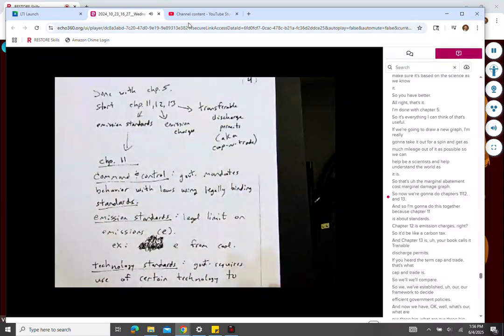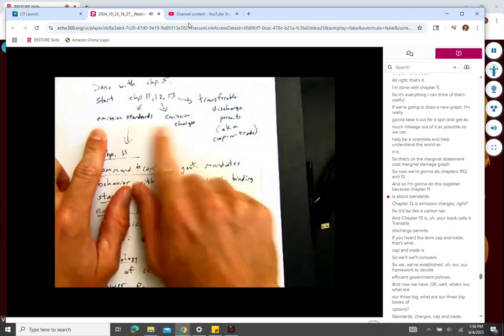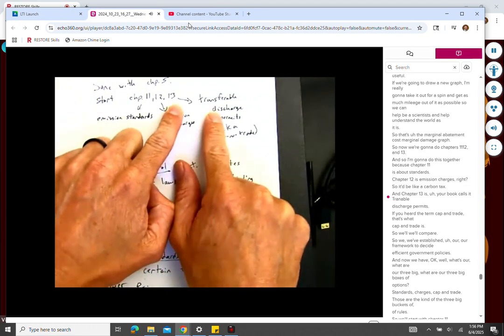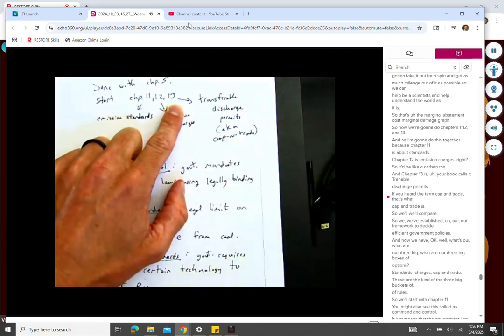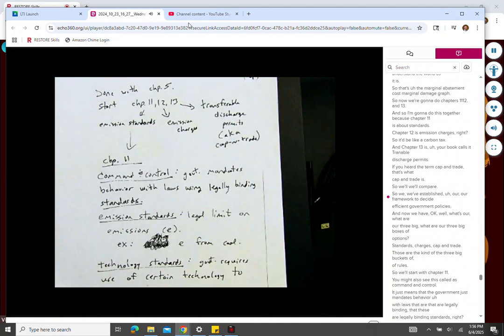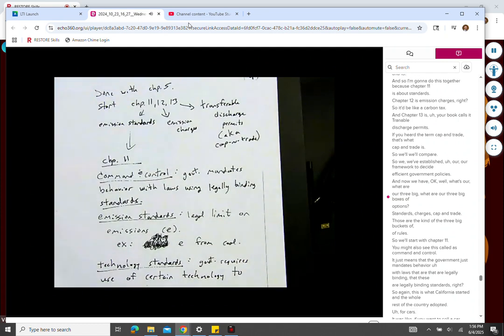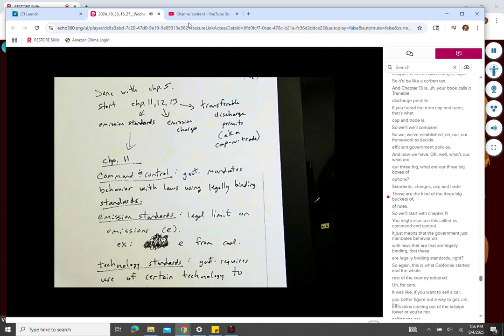So now we're going to chapters 11, 12, and 13. I'm going to do these together because chapter 11 is about standards. Chapter 12 is emission charges, right? So it'll be like a carbon tax. And chapter 13 is, your book calls it transferable discharge permits. If you've heard the term cap and trade, that's what cap and trade is. So we'll compare. We've established our framework to decide efficient government policies. And now we have, okay, well, what are the three big boxes of options? Standards, charges, cap and trade. Those are kind of the three big buckets of rules.